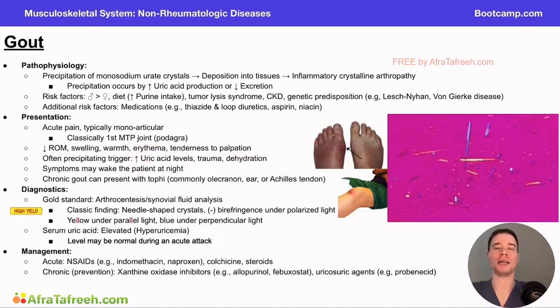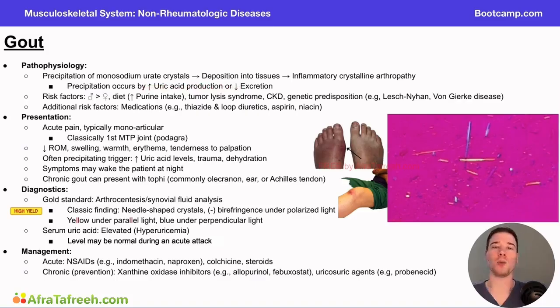Gout is a super high yield, very commonly asked about question on board exams. It's also fairly common in patients as well, so you might see a patient in clinic who has a gout attack. So gout is a type of inflammatory arthropathy that can occur when these crystalline structures can actually deposit in the joint, lead to inflammation and ultimately destruction.